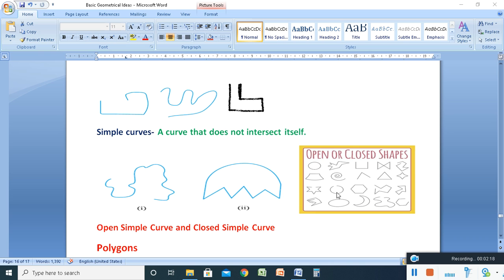Some few examples I have given here, just look at this circle. This is a closed simple curve. This is also a closed simple curve. This shape is an open simple curve. And look at this. Both the lines intersect here, so this is not a simple curve. This is not a simple curve, but it is a closed curve. Okay, so simple curves should not intersect. It should not be like a cross. An open curve is like an open shape, and a closed curve means it should be closed.